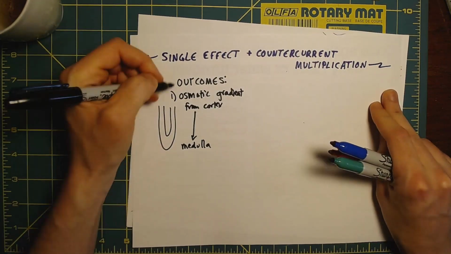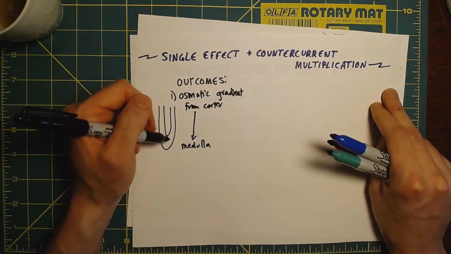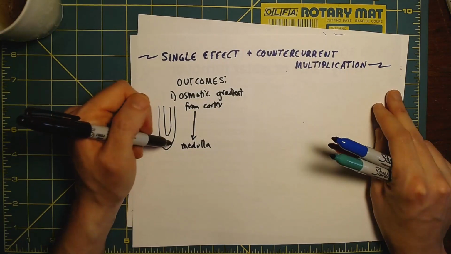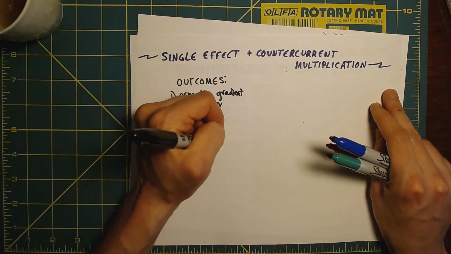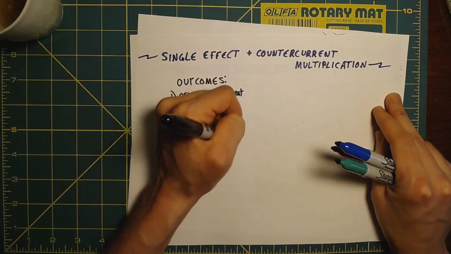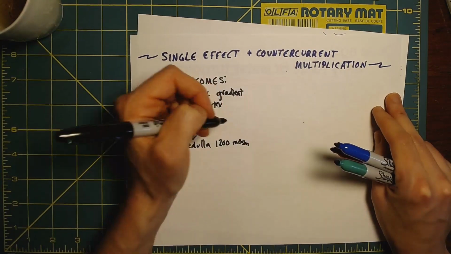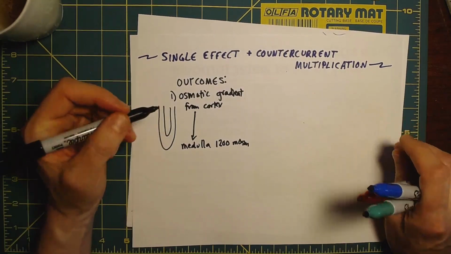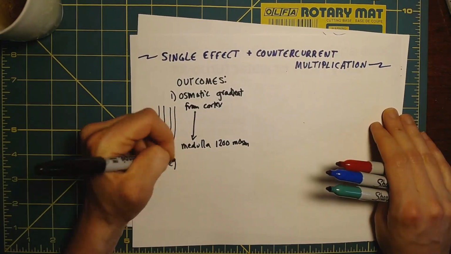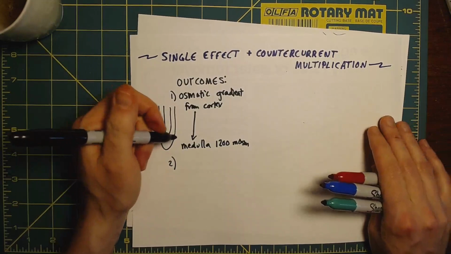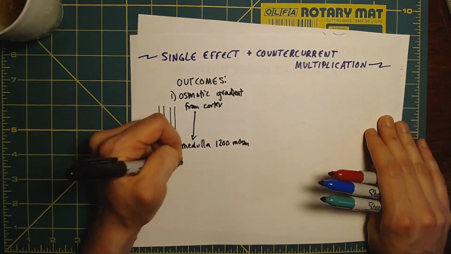So there's cortex, here's medulla. So altogether, in humans, for example, we can get up to an osmolarity at the tip of the medulla of 1200 milliosmoles. Okay, the next thing is that this process is going to remove a lot of water from the urine.